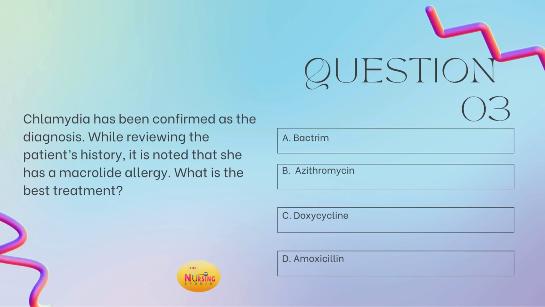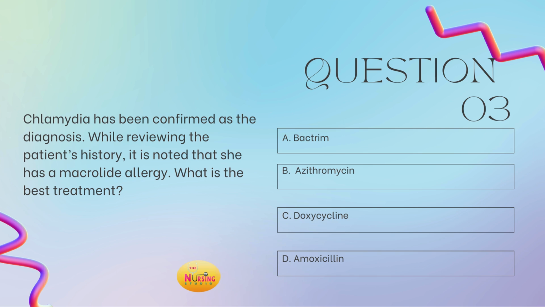All right, and question number three. Chlamydia has been confirmed as the diagnosis. While reviewing the patient's history, it is noted that she has a macrolide allergy. What is the best treatment? Is it A, Bactrim, B, azithromycin, C, doxycycline, or D, amoxicillin? Take a moment and tell me what you got in the comments, you guys.